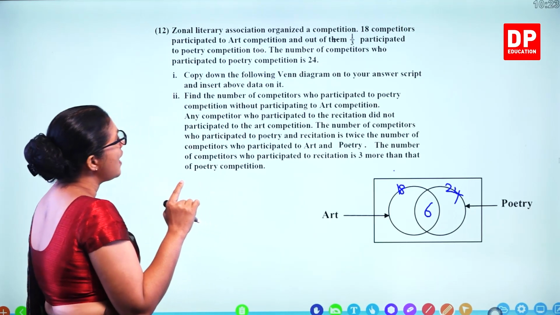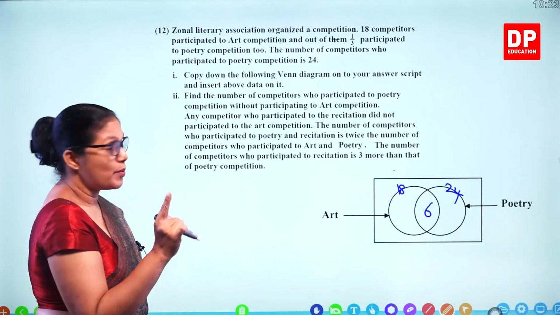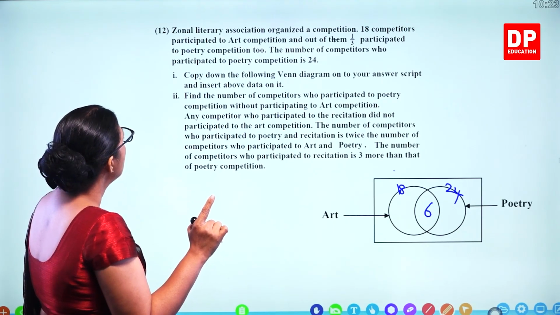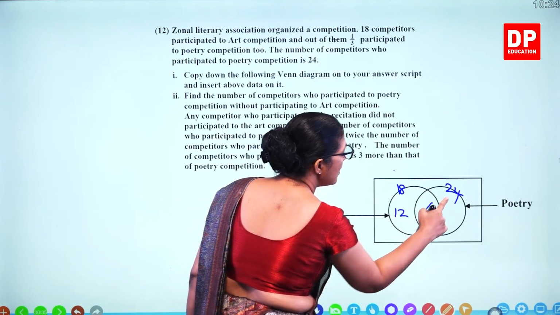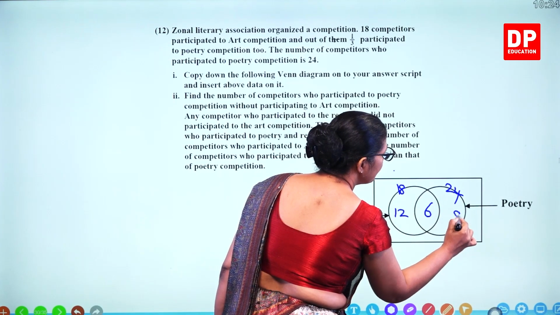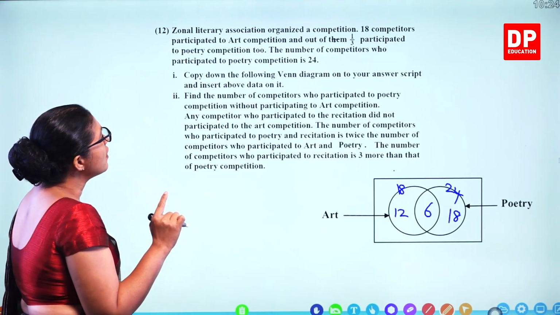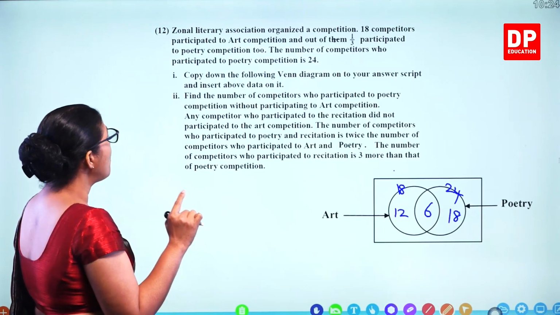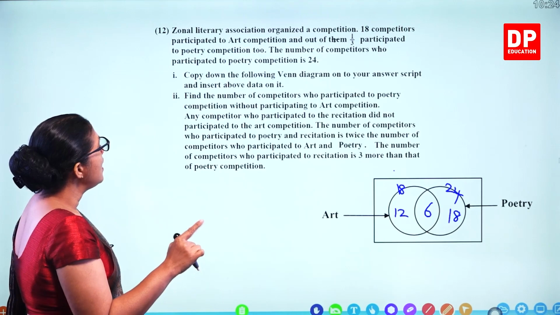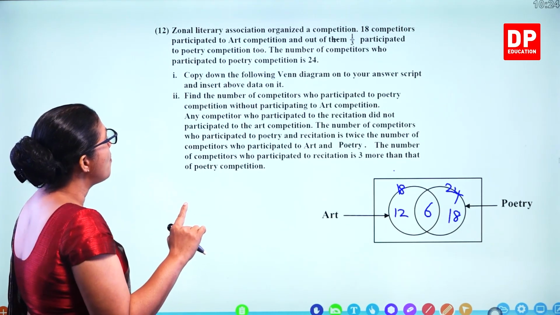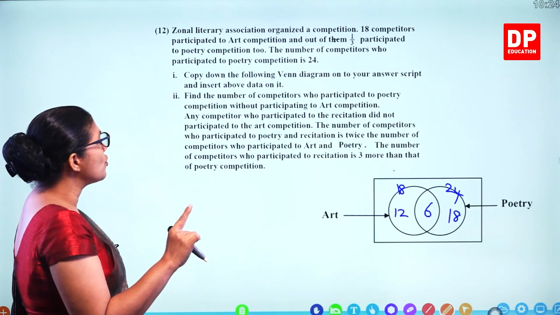Copy down the following Venn diagram on your answer script and insert the above data on it. So we already did that. So we can fill these two. So 18 minus 6, 12. 24 minus 6, 18. Find the number of competitors who participated in poetry competition without participating in art competition. Any competitor who participated in the recitation did not participate in the art competition.